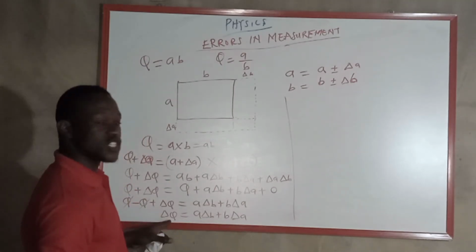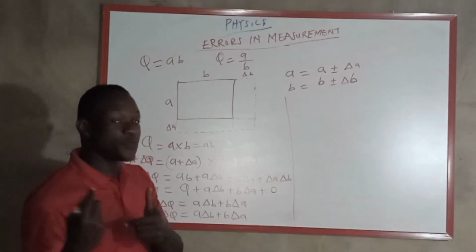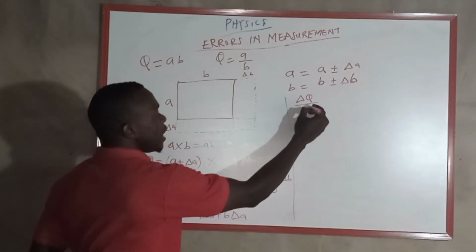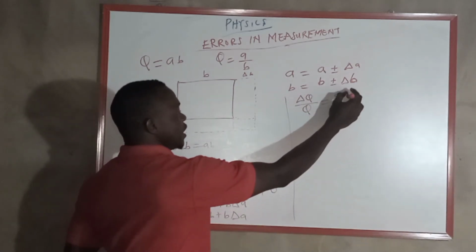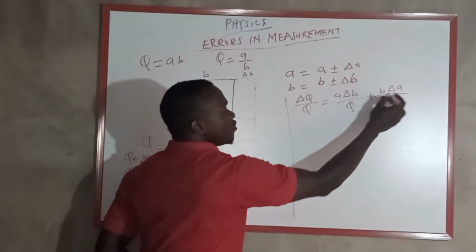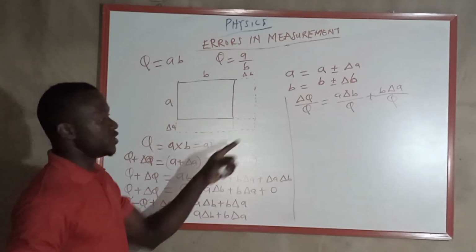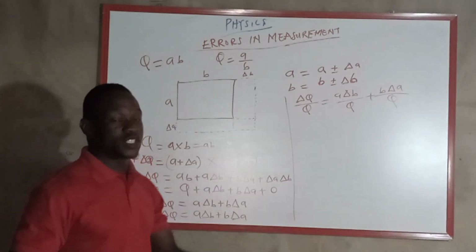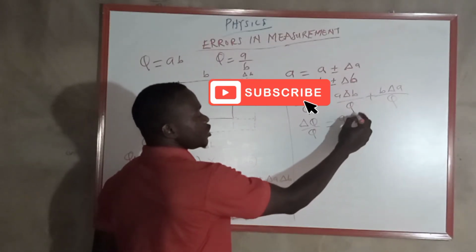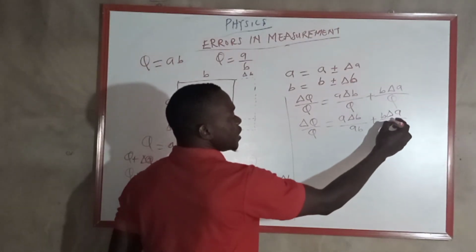So if we divide this change in Q by Q, which gives us our error, or our percentage error, as we said in our previous video, then we do the same thing to our right hand side. So we have change in Q over Q is equal to A change in B over Q plus B change in A over Q. Remember, our Q is equal to AB. So we can replace this Q with AB. So we have change in Q over Q is equal to A change in B over AB plus B change in A over AB.